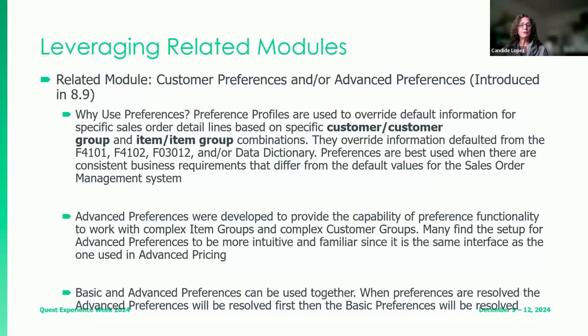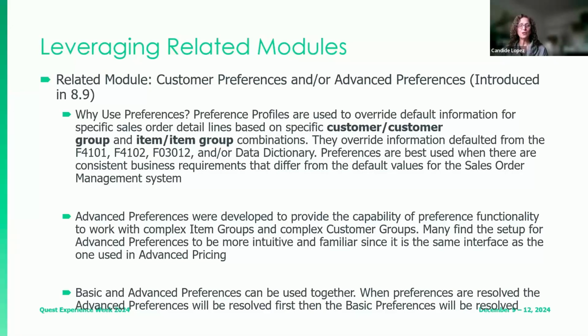They were developed to provide the capability of preference functionality, but to work with complex item groups and complex customer groups. Again, right now, and I mentioned this before, the basic preferences I find to be very high maintenance. Why? Because you have to go in one at a time and associate the groups or the customers to each preference rule. And there's just a lot of maintenance there. With this model, because it's just like advanced pricing, you're going to create a complex item group or a complex customer group, and you associate those to the preference itself.